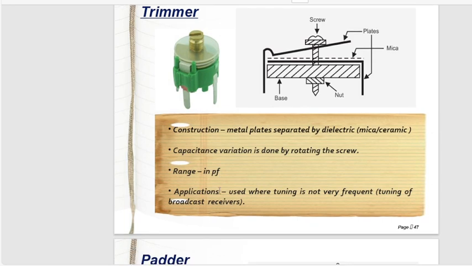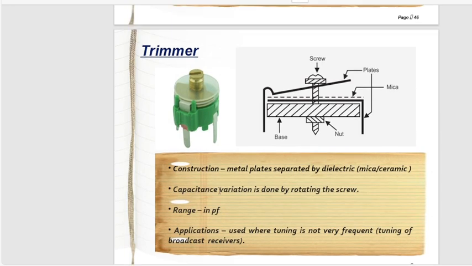And then the other type of variable capacitor is the trimmer. It is constructed using metal plates separated by dielectric mica or ceramic, and capacitance variation is done by rotating the screw, and its range is in picofarads. Its applications are where tuning is not very frequent, such as tuning of broadcast receivers.